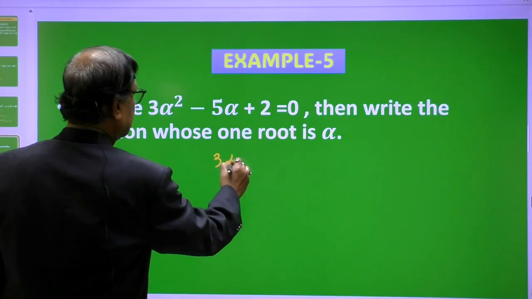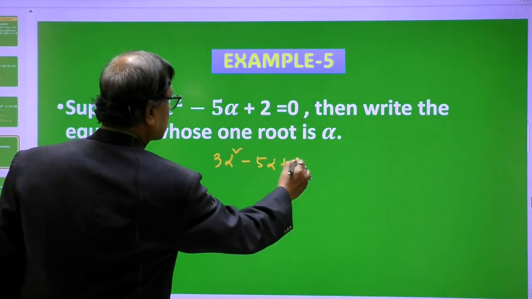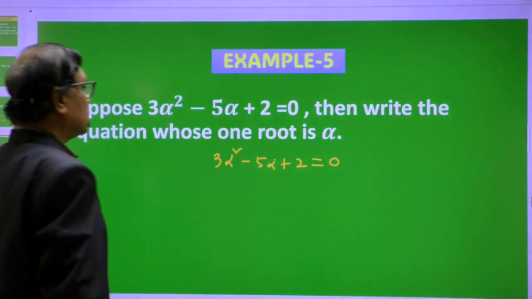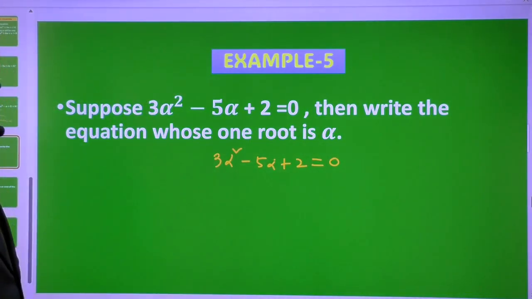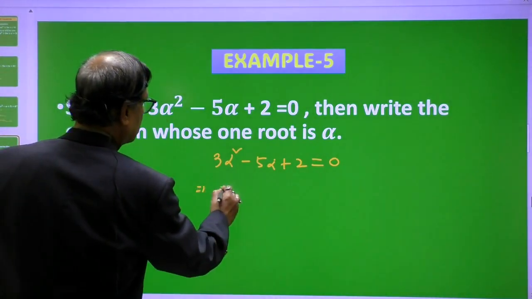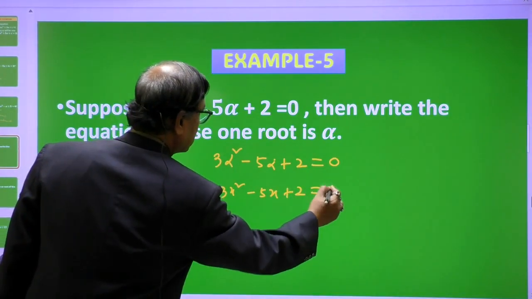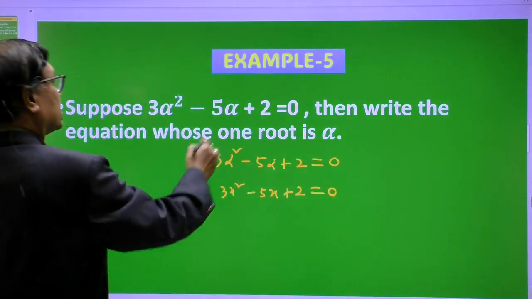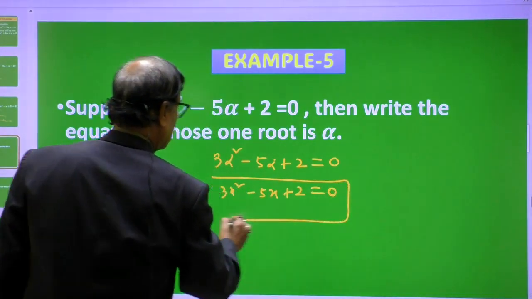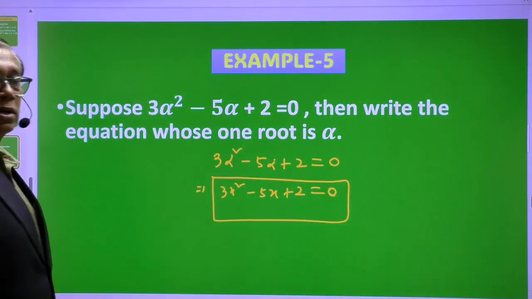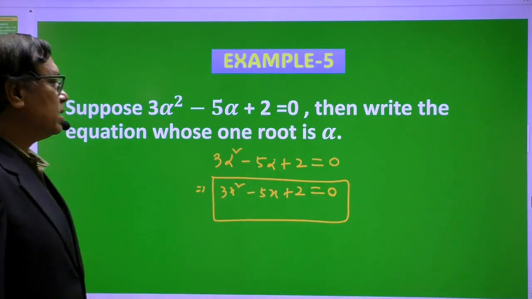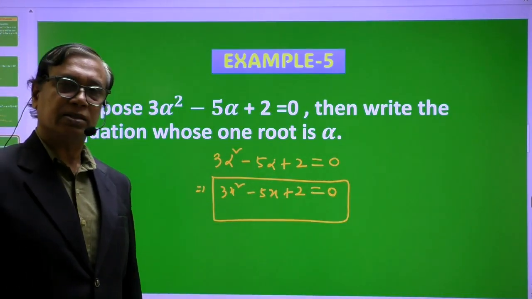Since the relation is 3 alpha square minus 5 alpha plus 2 equals to 0, to get the equation, again very simple technique you can apply. Replace alpha by x. That means 3x squared minus 5x plus 2 equals to 0, and this is our required equation. We got the equation whose one root is alpha. I think this part is clear, students?